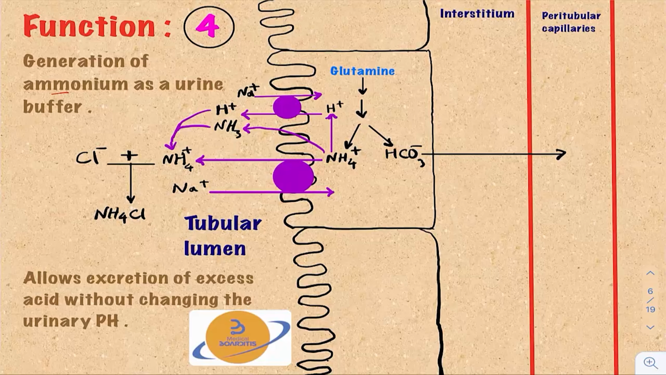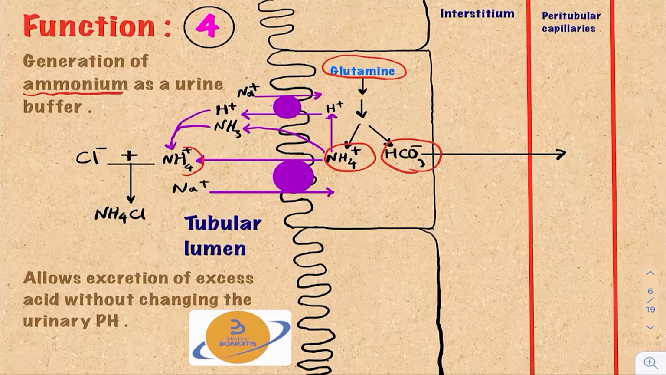The fourth function is the generation of ammonium as a urinary buffer. This whole thing starts with glutamine that, through a series of enzymatic reactions, becomes converted into bicarbonate and ammonium. Ammonium can get into the tubular lumen through either one of two mechanisms. The first, it can go directly with exchange of sodium through the sodium-ammonium antiporter. The second way is that the ammonium becomes converted into hydrogen ions and ammonia, and both of them become secreted into the tubular lumen.